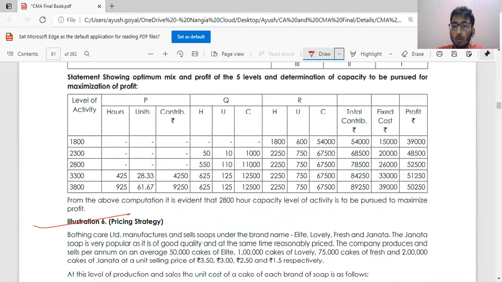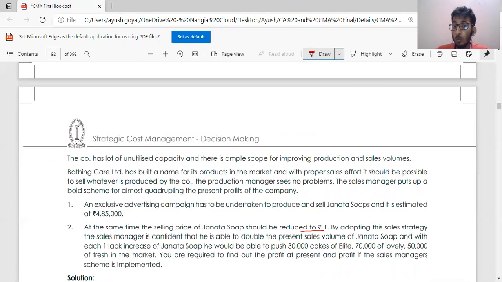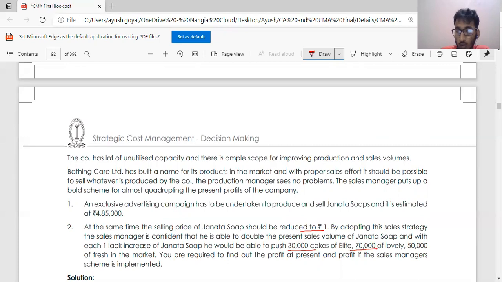So present volume of Janta soap is 2 lakh. So he would be able to sell 4 lakh now. And with each lakh increase in Janta soap, he would be able to push 30,000 of elite, 70,000 lovely, 50,000 of the fresh in the market. So since 2 lakh of the Janta is increasing, I can say 60,000 of elite, 1,40,000 of lovely and 1 lakh of fresh would also increase.